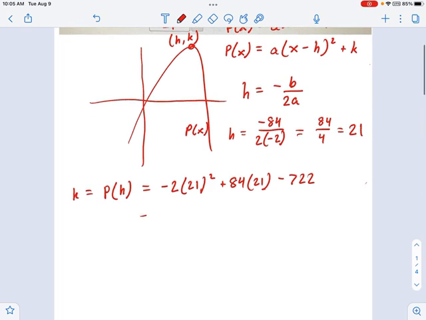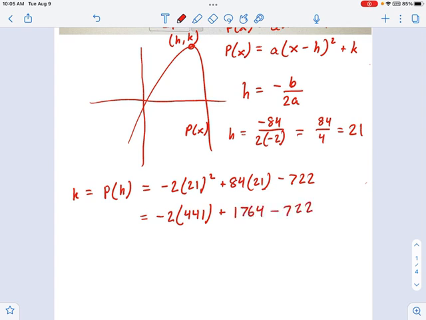So, some of the numbers here are a little big. 21 squared, I don't know if I want to do that in my head. 441? Maybe. 84 times 21, I do not know. So let's pull out the calculator here. 84 times 21. Okay, that's a big one. 1764, and then minus 722.